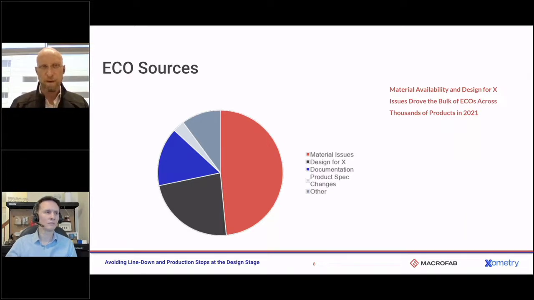Sometimes those can't be avoided, right? Your customer has changed the way they're deploying the product, and we've got to make some adjustments to it, et cetera. But just looking at that, in 2021, material availability is our biggest issue. That's also one thing where we find our customers are least prepared. We're going to talk about that in just a minute, but if we'll go ahead and move to the next.